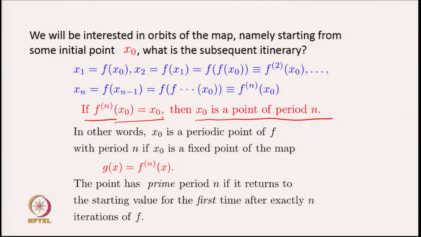In other words, x naught is a fixed point of the function g of x is equal to f to the n of x. Okay, so a periodic orbit of f is a fixed point of the map g of x, which is the nth composed map. The point is said to have a prime period n if it returns to the starting value for the first time after exactly n iterations of f.